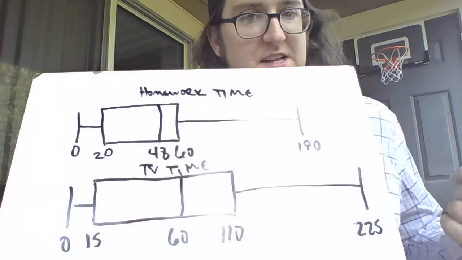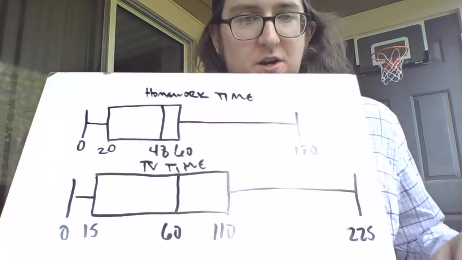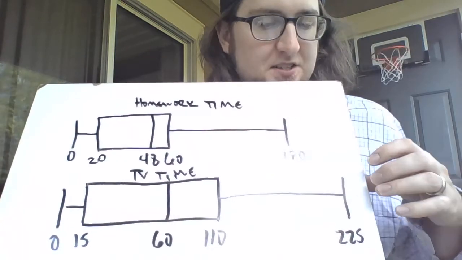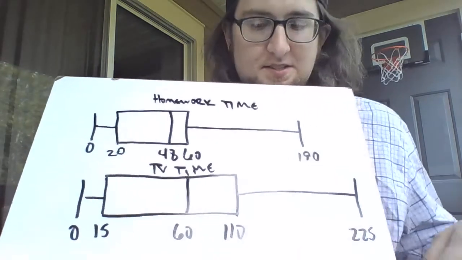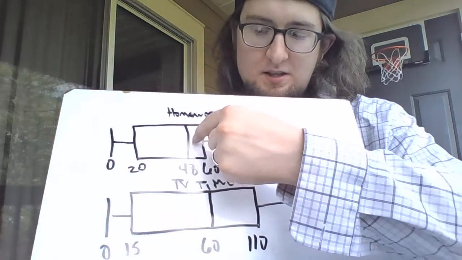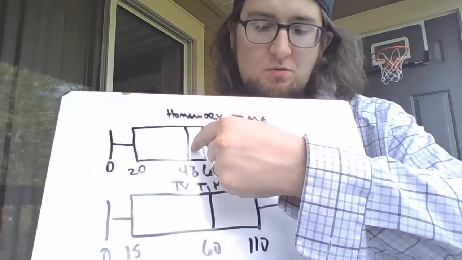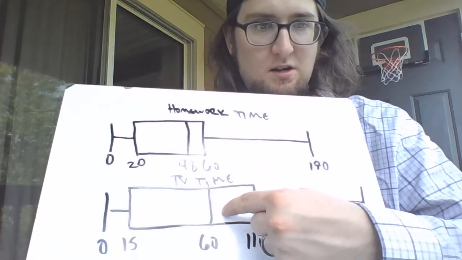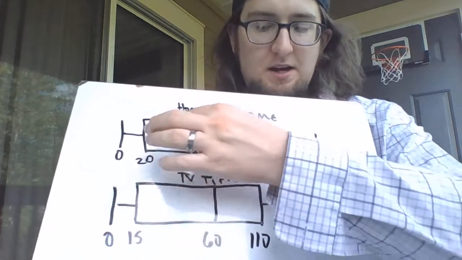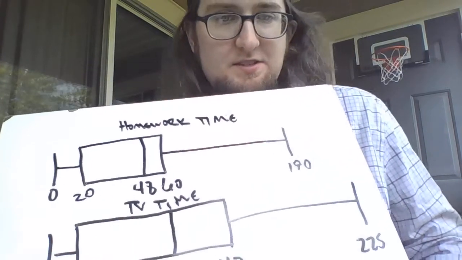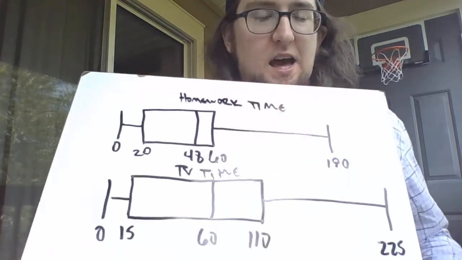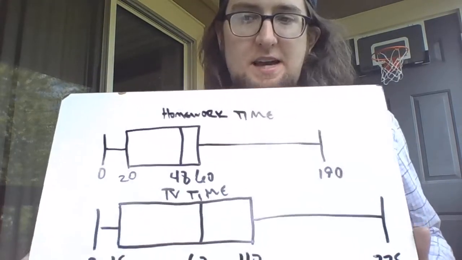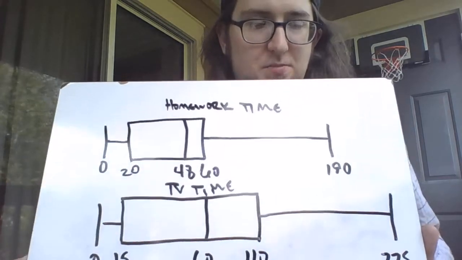That's something to compare. We could also say the maximum's more here. We could say the median amount of people that did homework was less than the median amount for TV because the median's that middle line. Okay, there's several things that can be said here. So that is how we compare box and whisker plots.